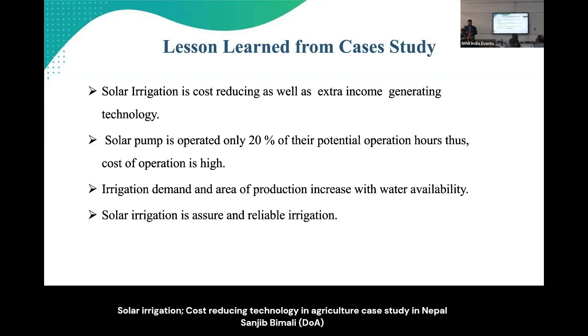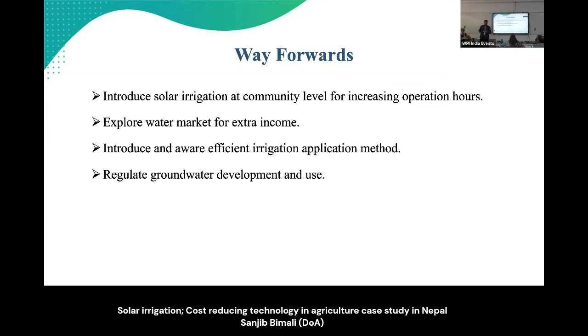The third one is that irrigation demand and area of production increase with water availability, and solar irrigation is assured and reliable irrigation. These are the lessons learned from the test. Next, please. And finally, the way forward.